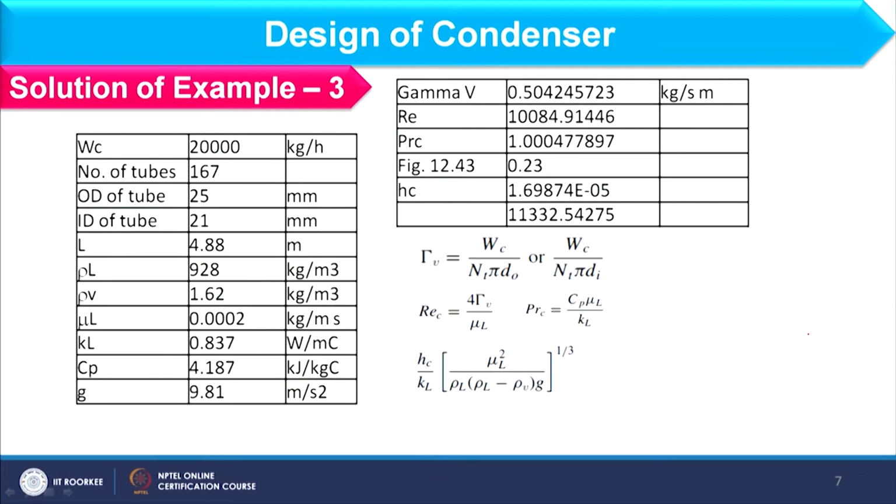If you see here, we have a vertical condenser where condensation is occurring in the tube side, right. To solve this problem, or to calculate the heat transfer coefficient in the tube side, we have two methods.